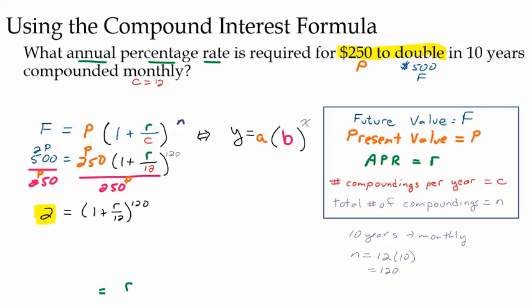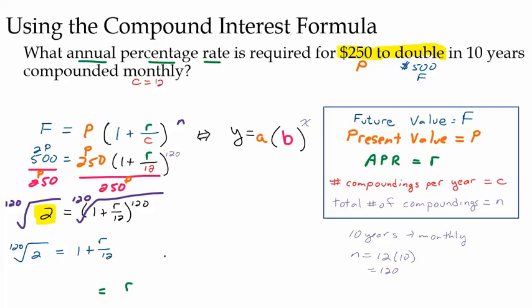All right, how do I want to write this? Let's try it this way. I'm going to write it both ways for you. Okay, so one thing you can do is the 120th root. I know, that seems crazy. The 120th root. And that's going to cancel or undo this 120th power. So I'm going to have the 120th root of 2 equals 1 plus r over 12.